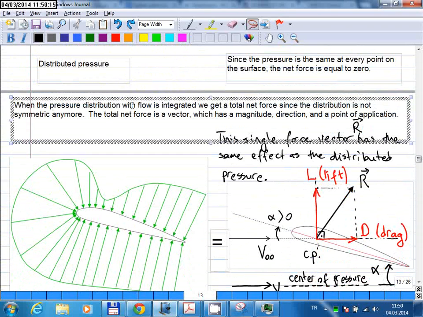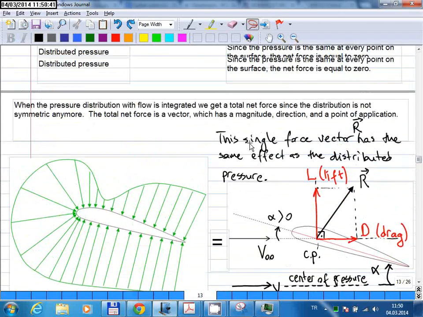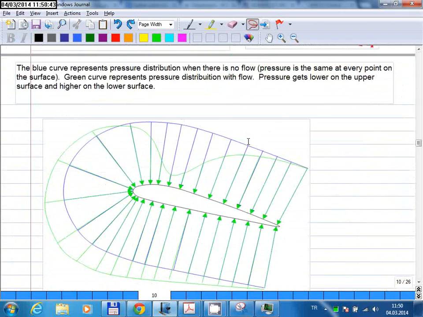So when the pressure distribution with flow is integrated, we get a total net force, since the distribution is not symmetric anymore. The total net force is a vector which has a magnitude, direction, and a point of application. Okay, so this is another critical point. In reality, you have such a distributed force around the airfoil. Actually, instead of this, I think it makes more sense if I use this symbol.